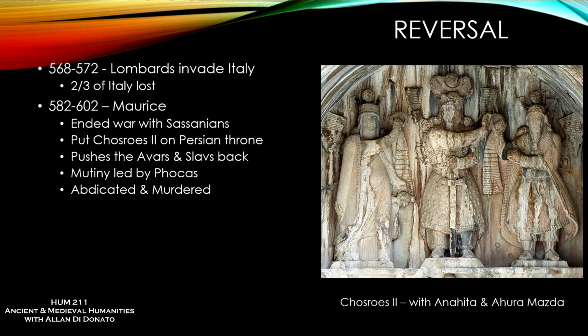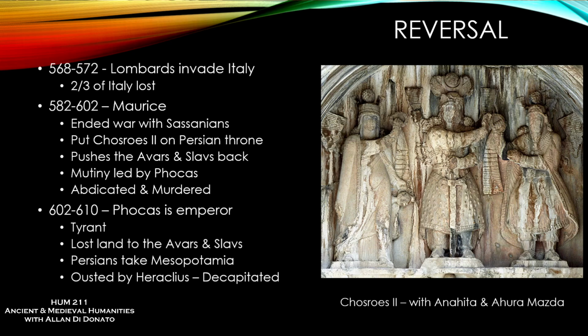Maurice ultimately abdicates the throne, gives it over to Phocas, but Phocas doesn't want him just off the throne. He'd rather have him eliminated altogether, and he arranges the murder not only of Maurice, but also of his 5 sons. Now, Phocas was not as good an emperor as Maurice by any account. He's referred to pretty much as a tyrant. He reigns for 8 years, from 602 to 610, and during his reign, you're going to have a lot of loss of empire.